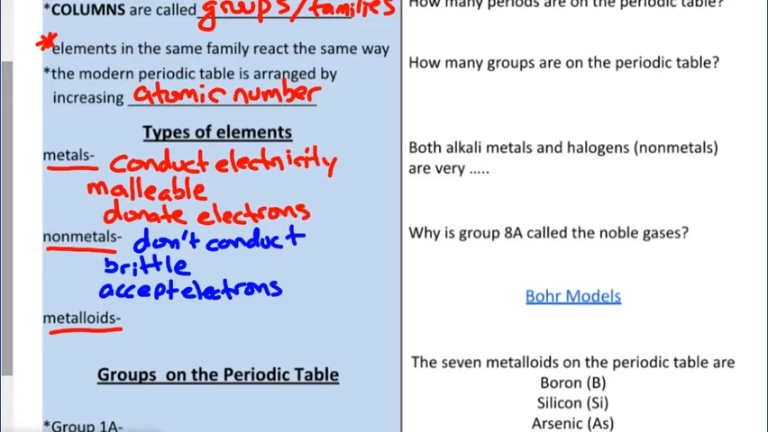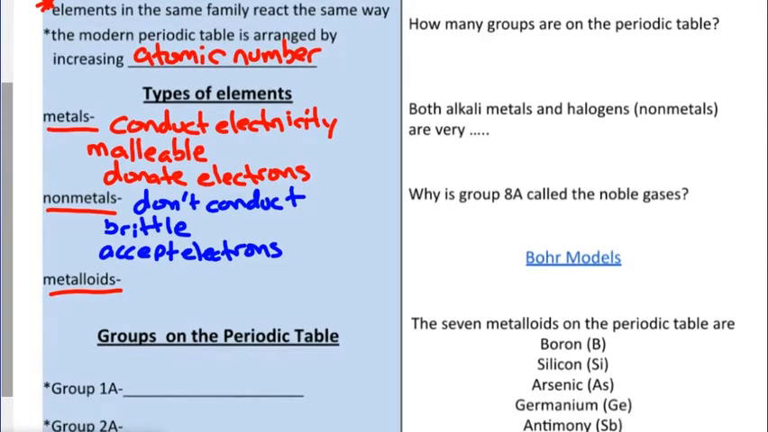And this isn't a 100% hard and fast rule. There are a few exceptions here and there, but this is the most common trend for those 2 major categories in the periodic table. And then the metalloids have kind of dual roles.